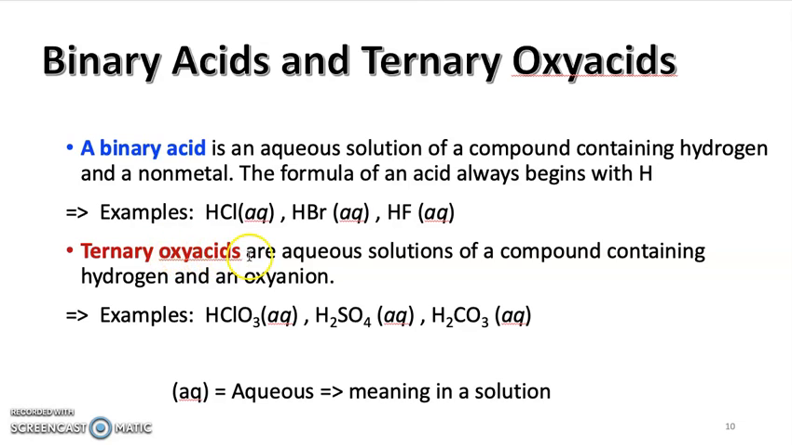So ternary oxy acids are aqueous solutions of a compound that contains hydrogen, because an acid contains hydrogen, and an oxyanion. Oxyanion means an ion that has oxygen. For example, HClO3, H2SO4, H2CO3. I'm not saying the names now because you will learn how to name them at the end of this chapter. And sometimes for aqueous, they abbreviate it AQ, meaning in a solution.